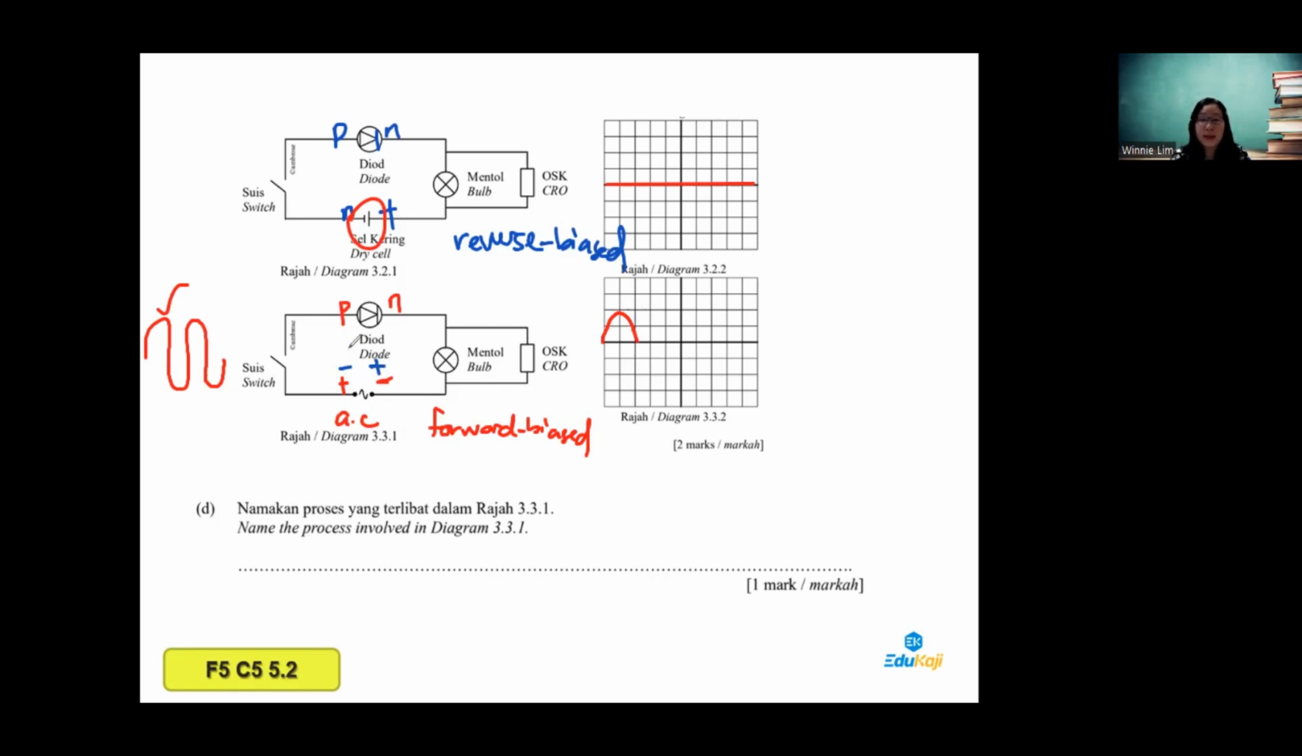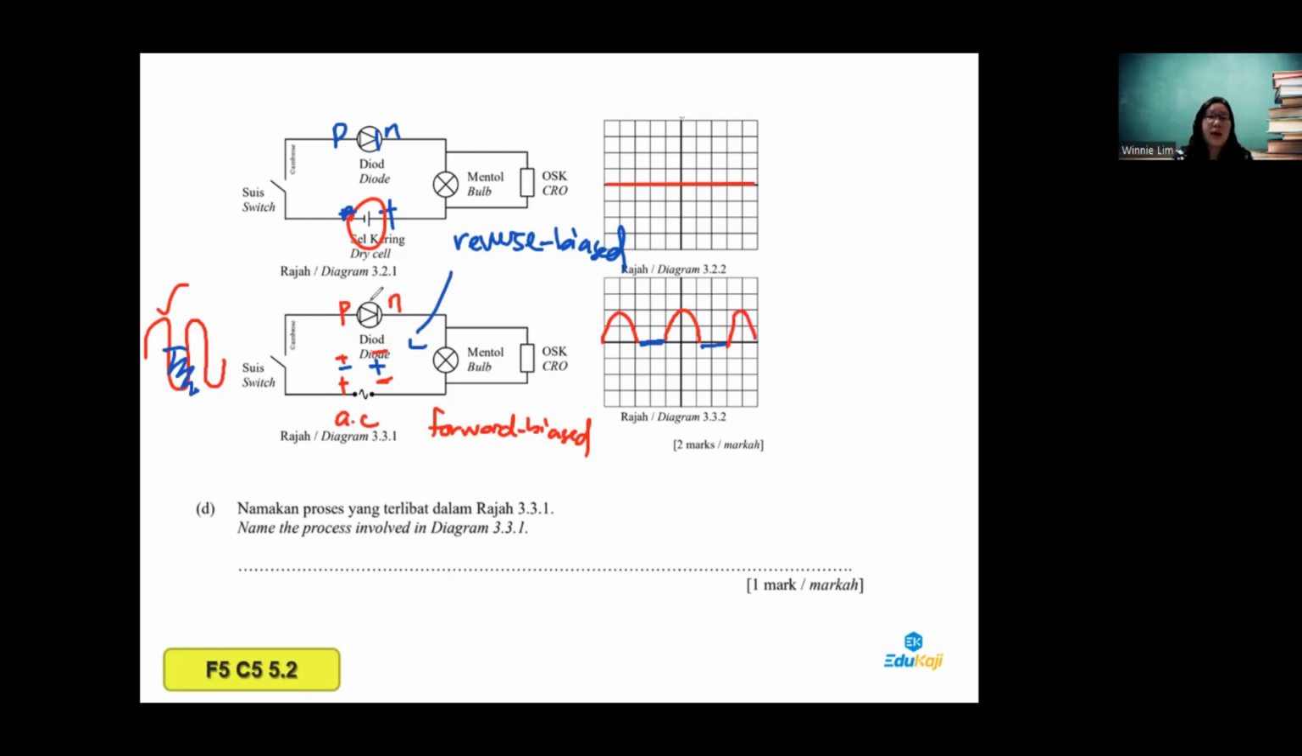So when it becomes like that, P is negative, N is positive. Now it becomes reverse bias already, right? So that means the bottom half has no more current. So it becomes flat. Then of course, this process is repeated. Then it will go back to positive, negative. Then you have current again. Then no current again. Got current again. So this is the idea I mentioned just now.